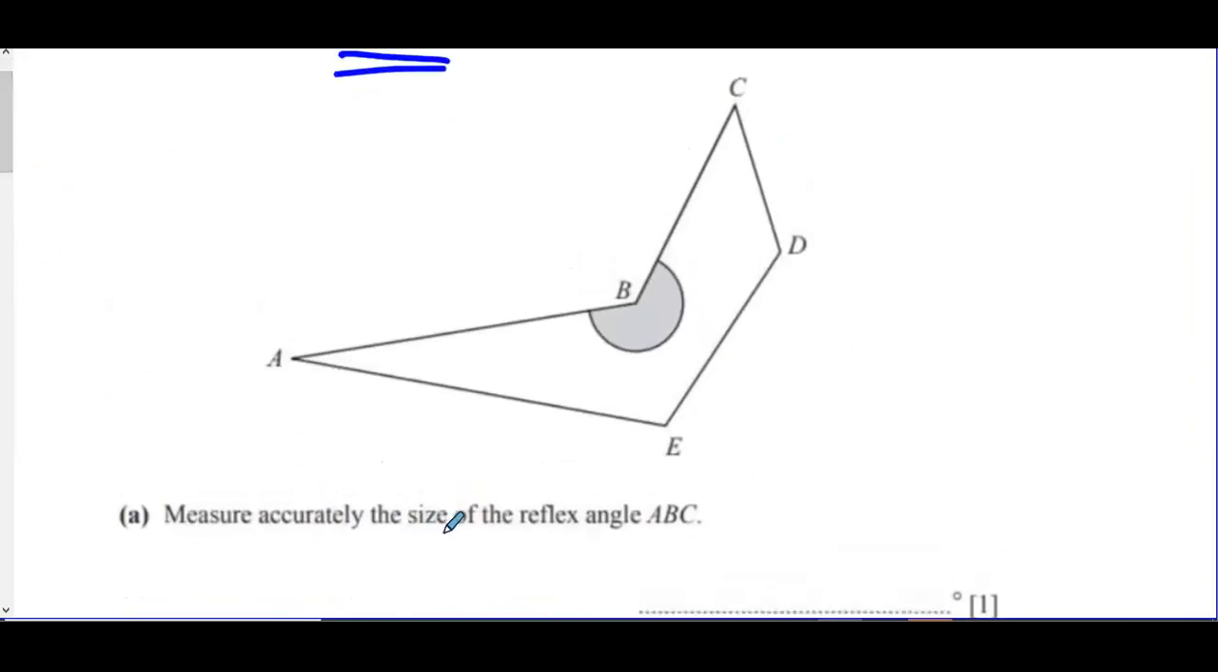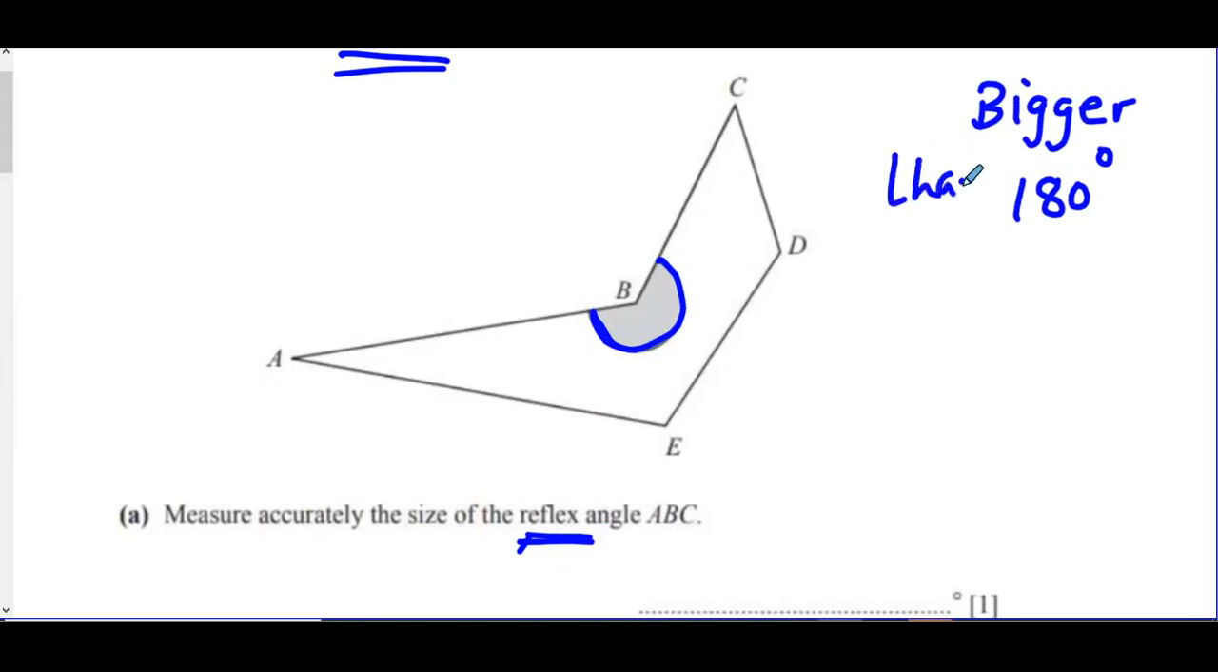Measure accurately the size of the reflex angle. We are supposed to measure the size of the reflex angle A, B, C, and it has been shaded for you. This is the angle which we want to measure. And this angle is said to be reflex. A reflex angle is bigger than 180 degrees. So we say something which is bigger than 180 degrees is a reflex angle. So we are supposed to measure this angle, which is shaded.